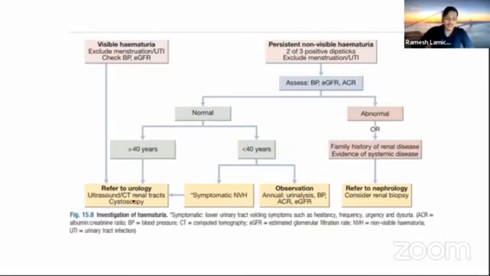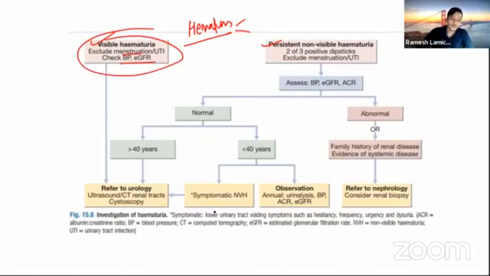So how do we evaluate a case of the hematuria? Hematuria kibhabe amra evaluate korbo? Prothom to urine analysis korbo. So visible or non visible hematuria ache amader, and non visible mane amader ki microscopic hematuria ache. So first thing you have to exclude is menstruation or UTI, then you have to check BP. So eta hocche ki tomar ekta protocol.